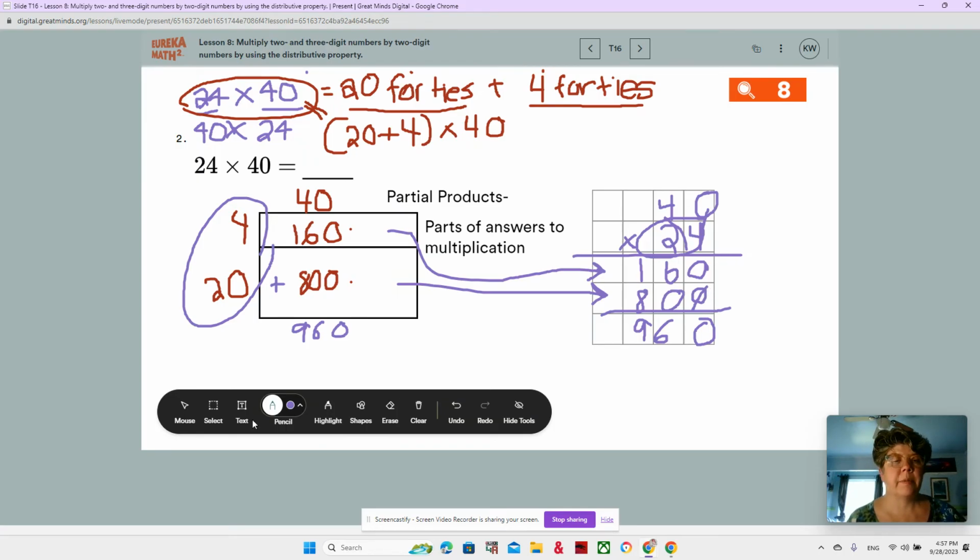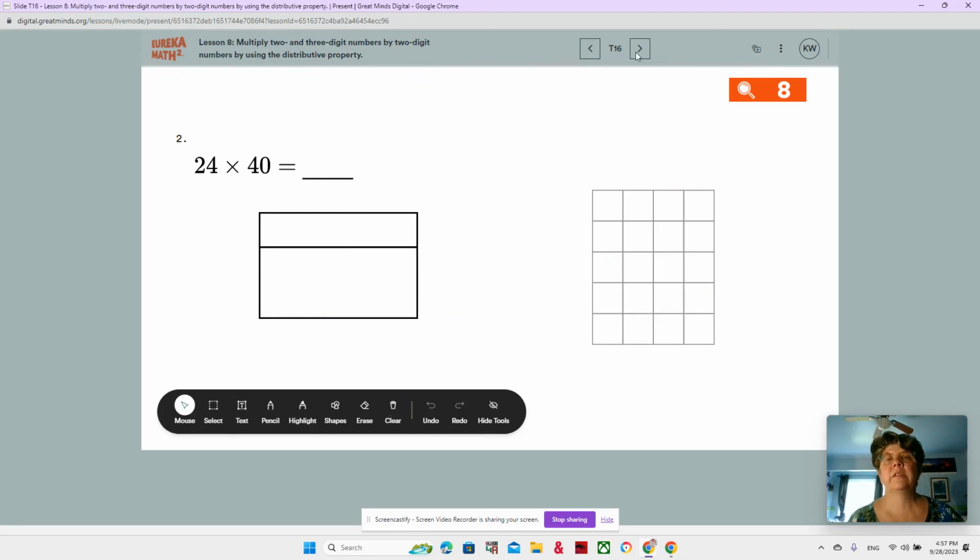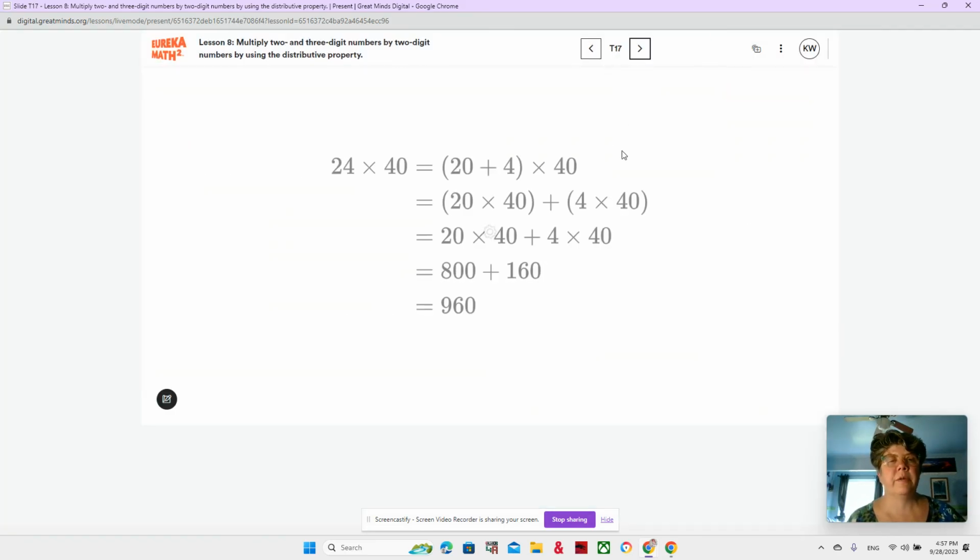Let's look at some other strategies. Maybe I have to clear it. Clear it. Doesn't want to move forward for me for some reason. Oh, I have to hide my tools. That's right. I knew that.